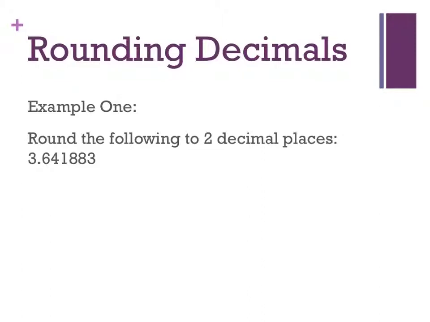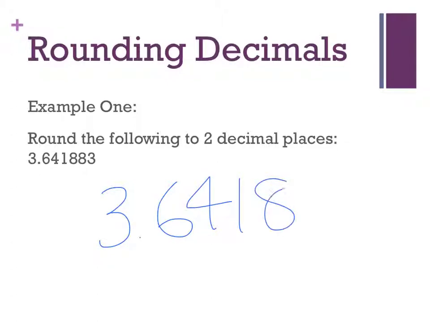So I've got this number here, 3.64. Oh, sorry. I apologise. I actually knew that number because I wrote it myself, but for some reason wrote it down wrong just then. I've got 3.641883, and I'm asked to round to 2 decimal places.